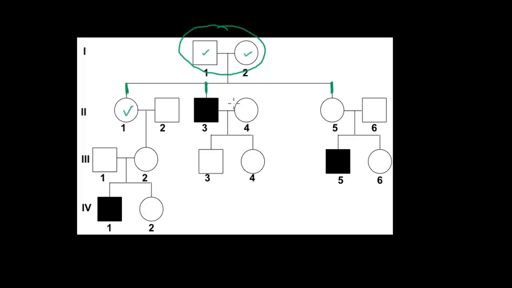Now, these offsprings of the first couple also got married to other individuals, and they also have their own offsprings. Here, by these numbers, you can see the different generations. Generation 1, 2, 3, and 4.